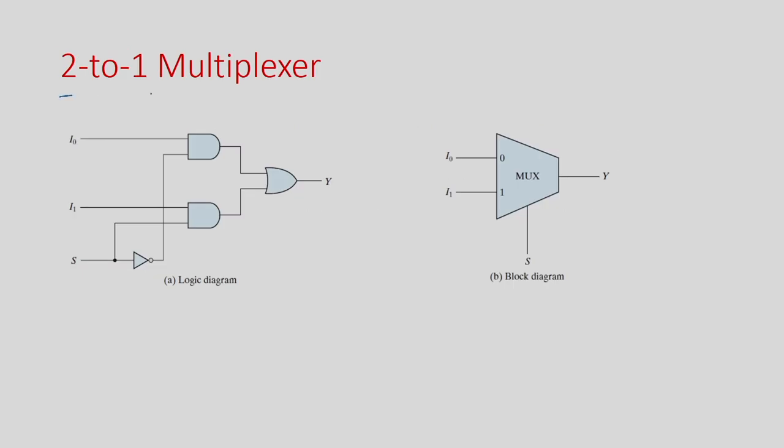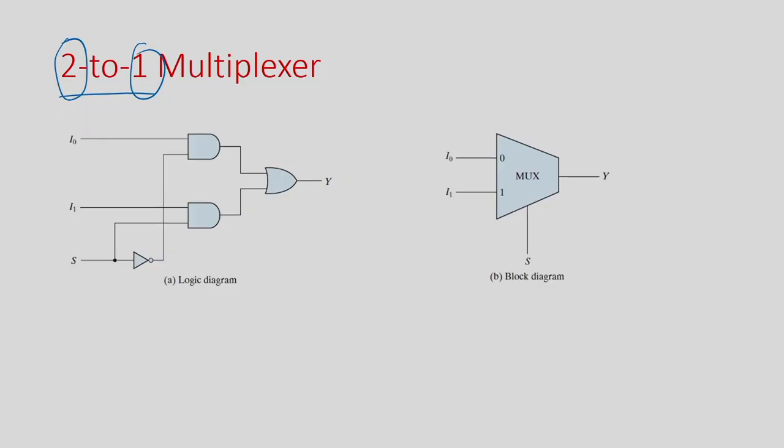So I was explaining the 2 to 1 multiplexer. The naming convention is the number of data lines to the number of select lines. If you have 1 select line, there are 2 possible data lines. So it is a 2 to 1 multiplexer. Similarly, 4 to 2 multiplexer, 8 to 3 multiplexer and so on.